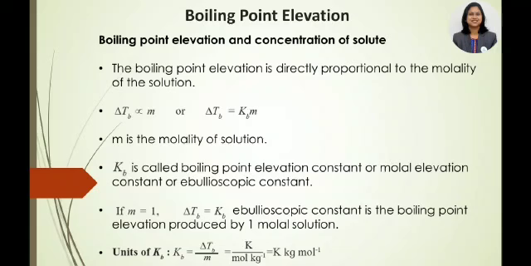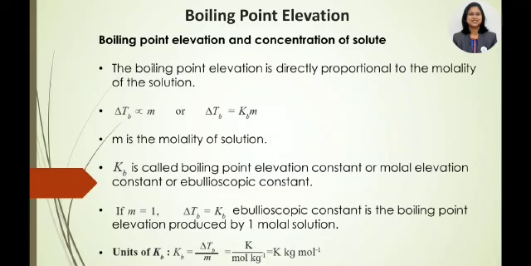Delta TB is directly proportional to m. And when we remove the proportionality sign, delta TB is equal to Kb m. This small m is the molality of the solution and Kb is called the boiling point elevation constant or molal elevation constant or ebullioscopic constant.